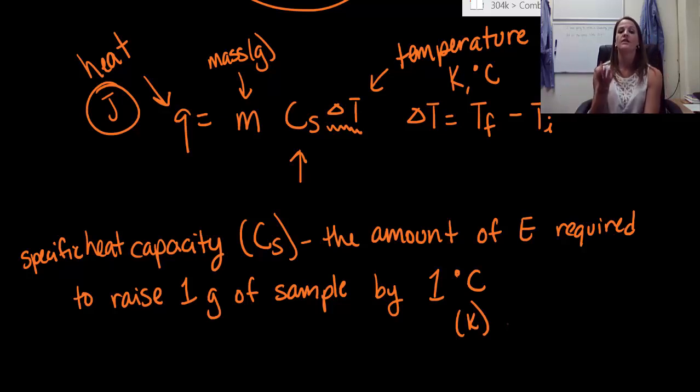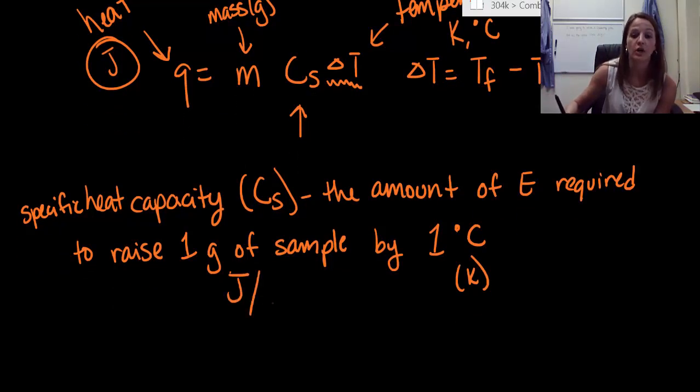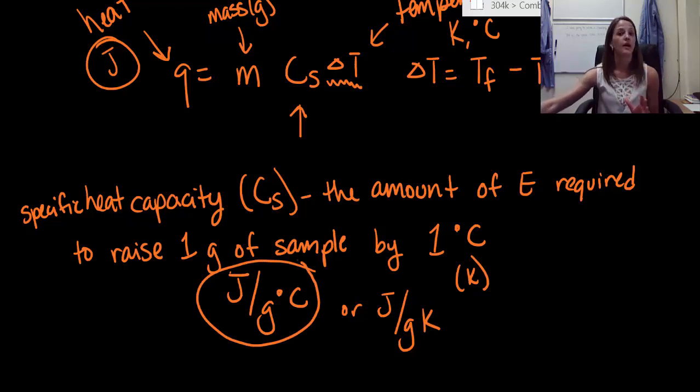So let's talk about this. This is saying how much energy is required to raise 1 gram of sample. Let's say our sample is a chunk of water. We have a gram of water. How much energy is used to raise the temperature of our water from, let's say, 25 degrees Celsius to 26 degrees Celsius? We're just saying how much energy. This typically has a unit of joules per gram degrees Celsius or joules per gram Kelvin. This one right here is our main one, but you need to be comfortable with both. Let's work a couple examples to get comfortable with this equation as a whole.